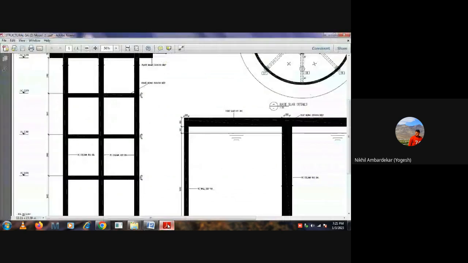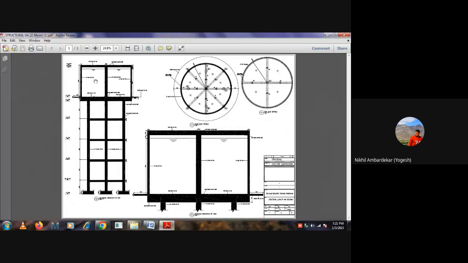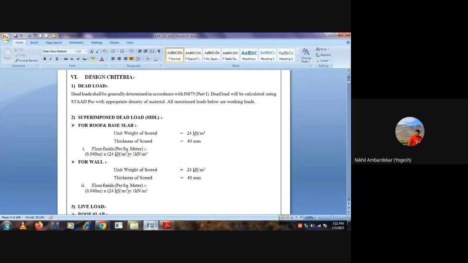Basically, we are making the entire STAAD model, so the self weight of the entire structure will be automatically taken care of by STAAD. But in addition to that, we need to consider some additional dead loads, such as superimposed dead load for roof and base slab, and unit weight of screed. These are some kind of floor finish weight. The unit weight of the screed is our assumption.